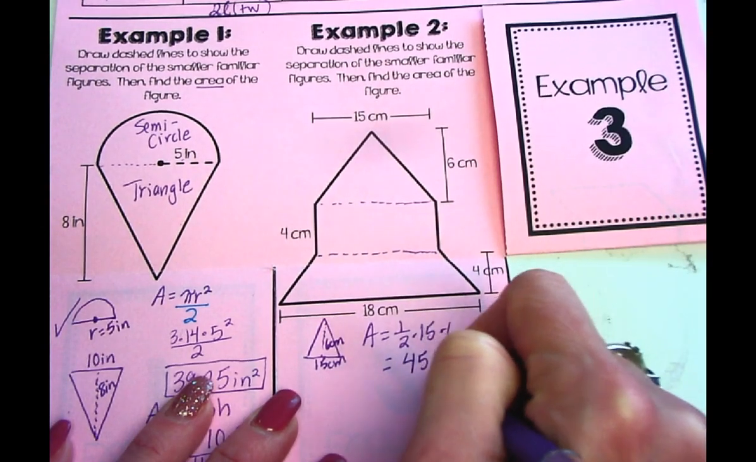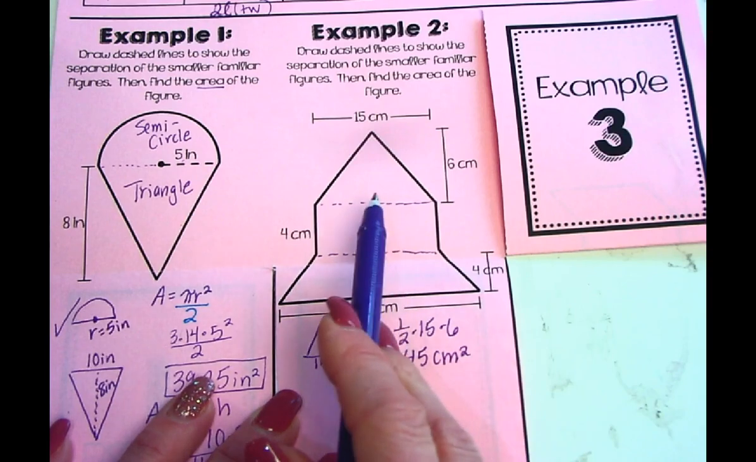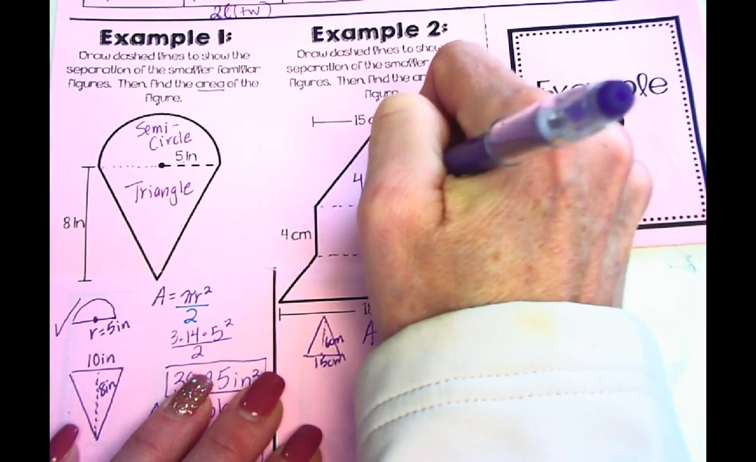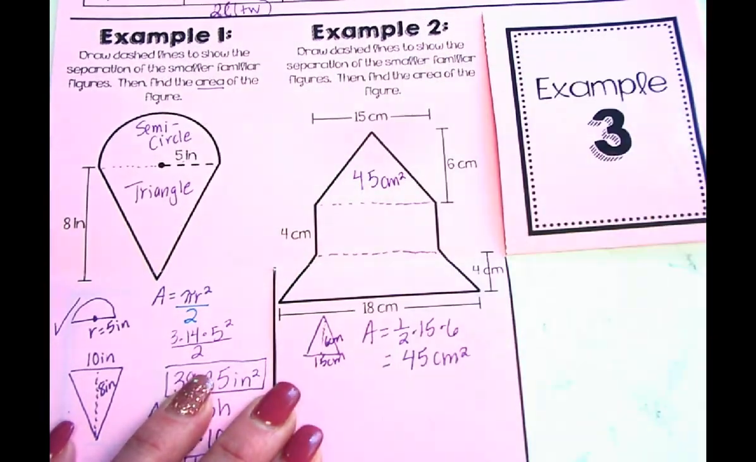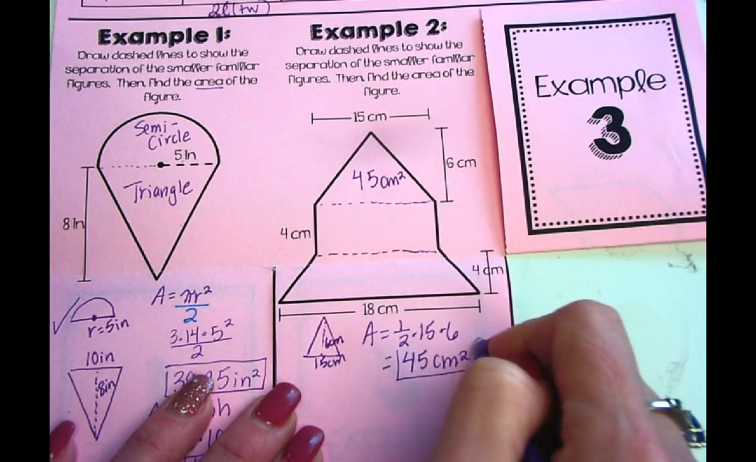45. Do I have to divide that or anything? No, it's a whole triangle. So, and I'm going to go ahead and put it on my shape too. That helps me. I'm going to put in my areas right on top of my shapes. And then that's my triangle.